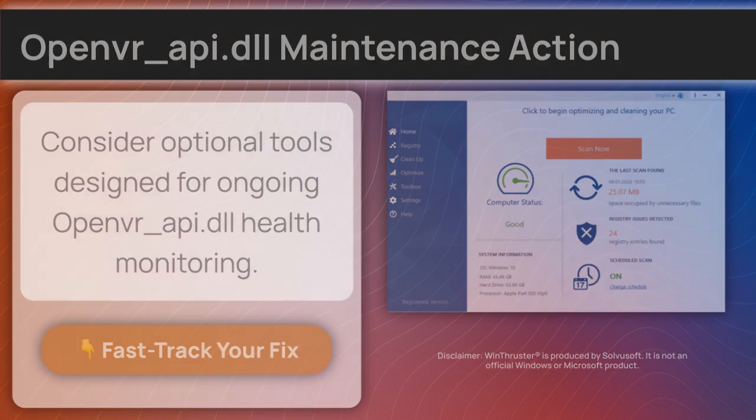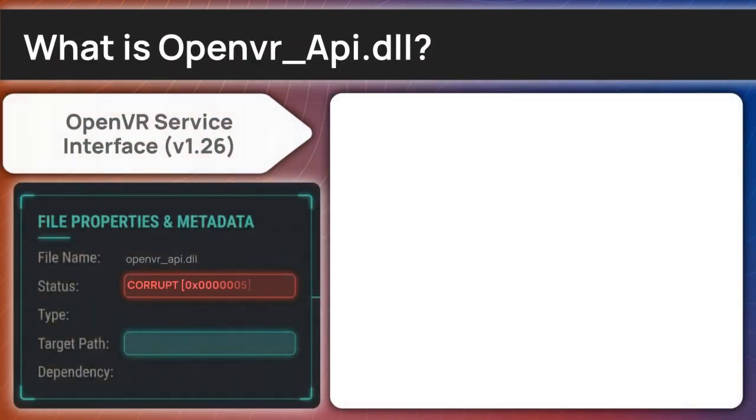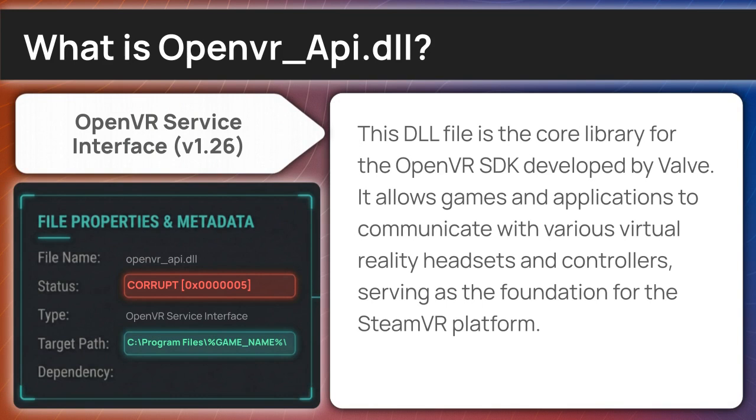This DLL file is the core library for the OpenVR SDK developed by Valve. It allows games and applications to communicate with various virtual reality headsets and controllers, serving as the foundation for the SteamVR platform. Let's transition to the solution, starting with the official Microsoft redistributable.